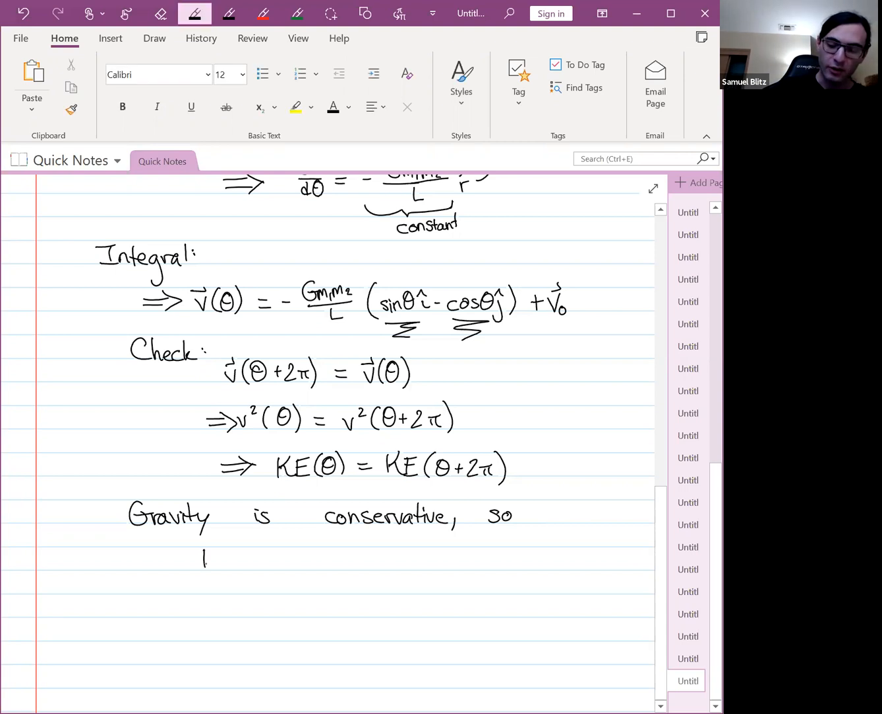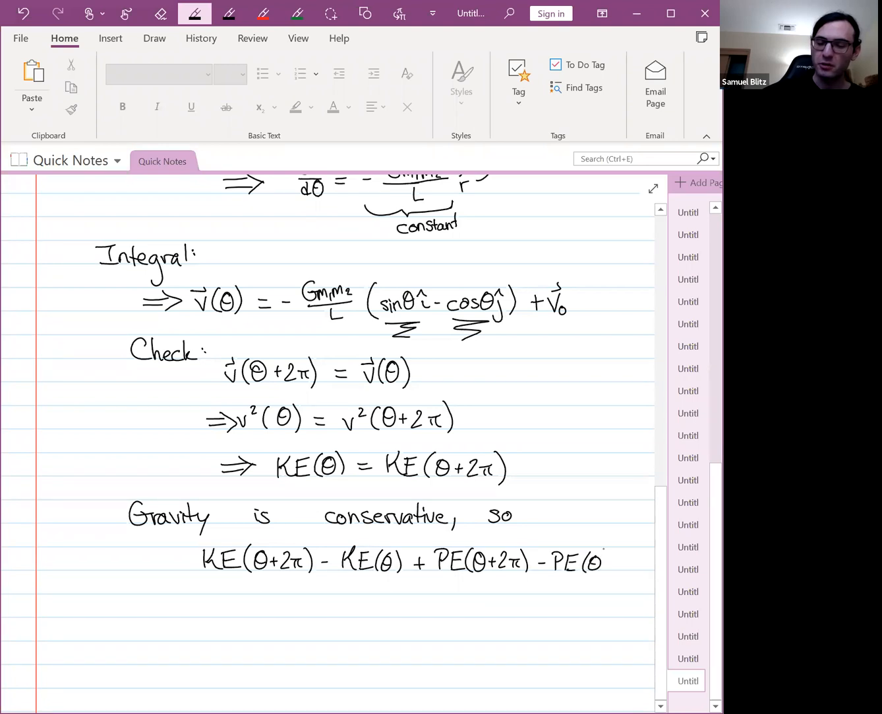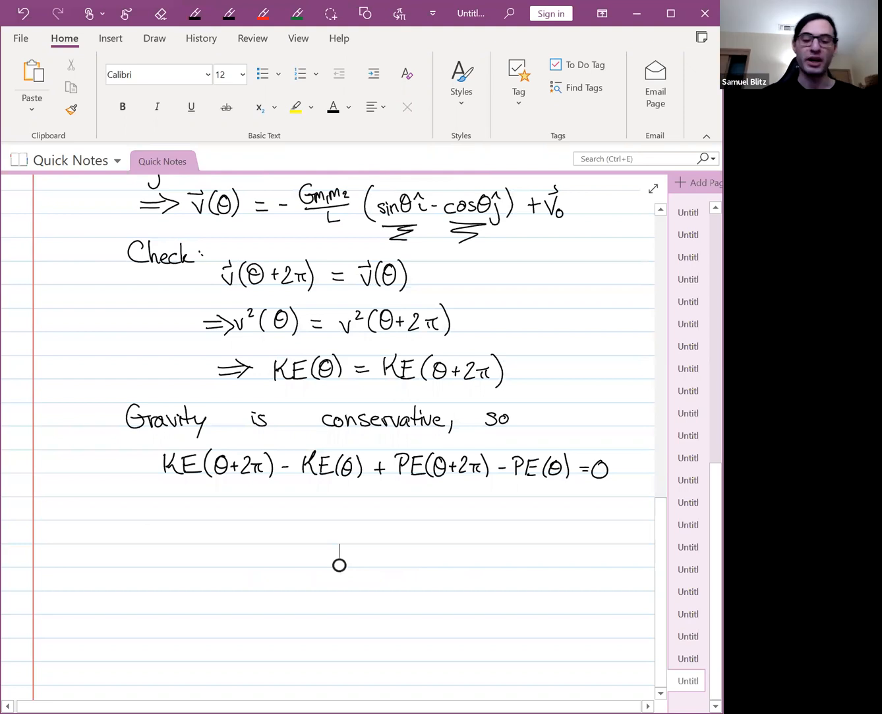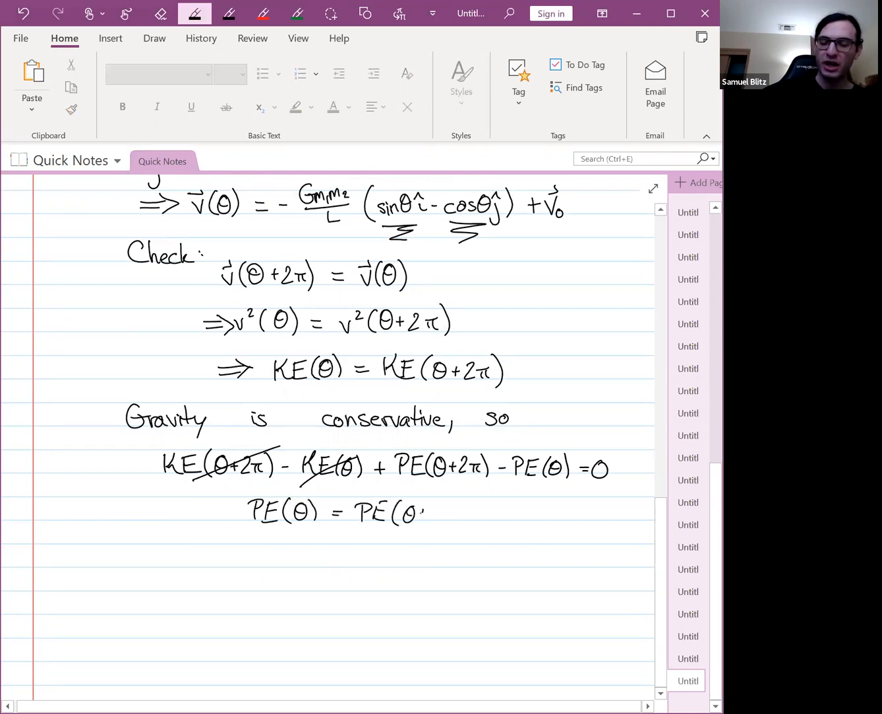That is, we have kinetic energy of theta plus 2 pi minus kinetic energy of theta, plus potential energy of theta plus 2 pi minus potential energy of theta, equals 0. This is just energy conservation, using theta and theta plus 2 pi as our initial and final positions. The kinetic energy terms cancel, they're the same, which tells us that the potential energy at theta has to be equal to the potential energy at theta plus 2 pi. But now our argument's done, because the potential energy only depends on position. So if the potential energy is the same, then the position is also the same.